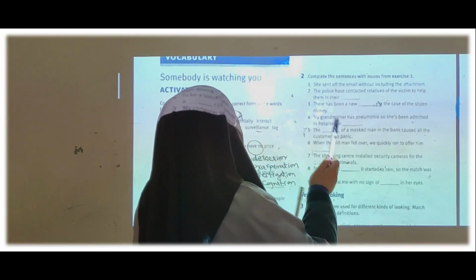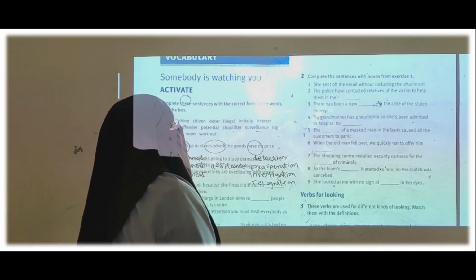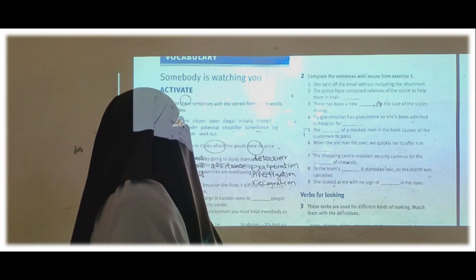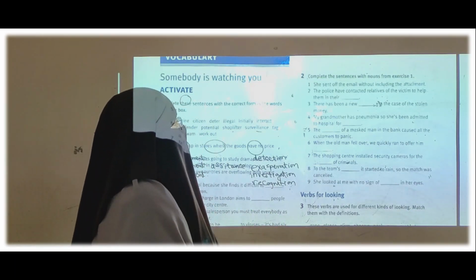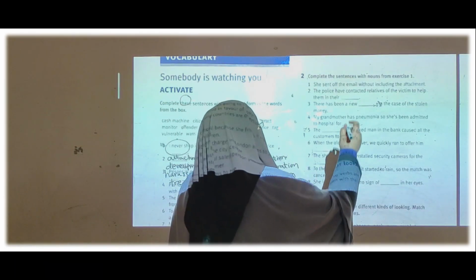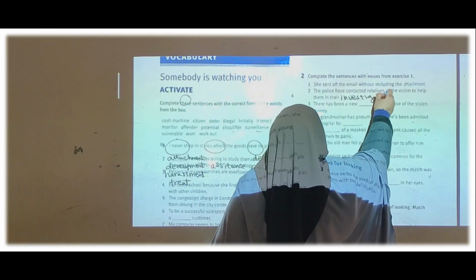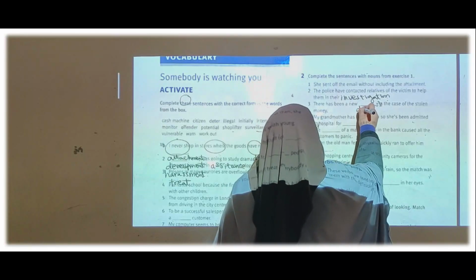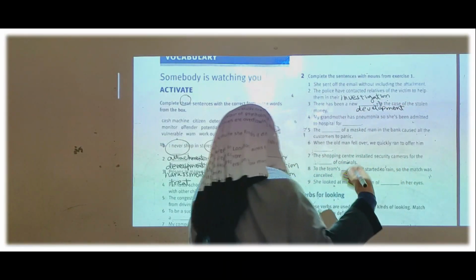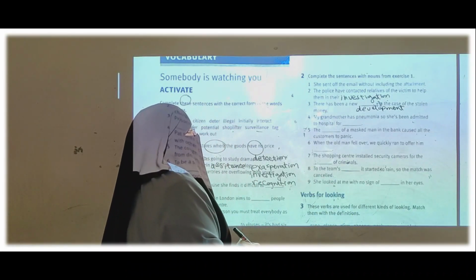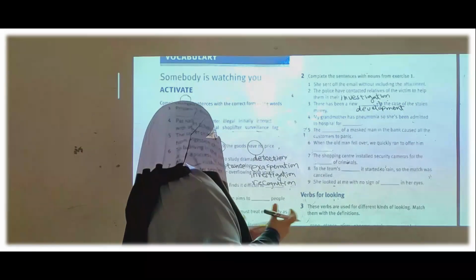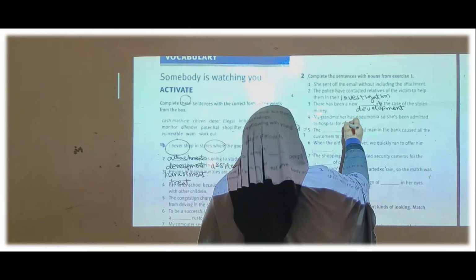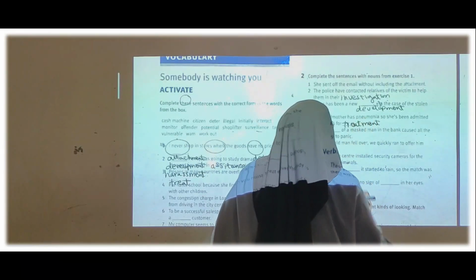Let's use these words in our exercise here. She sent off the email without including the attachment. Here, attachment is a noun. The police have contacted relatives of the victim. You know victims? Victims are people who are being attacked, or we can say in Arabic, ضحايا. To help them, what can the police do? They can do an investigation. There has been a new what in the case of the stolen money? There has been a new development. It means they have reached something or some ideas to develop the case of the stolen money. My grandmother has pneumonia. It's a disease in the chest or in the lungs. So she has been admitted to hospital for treatment. What's the treatment here? A cure.